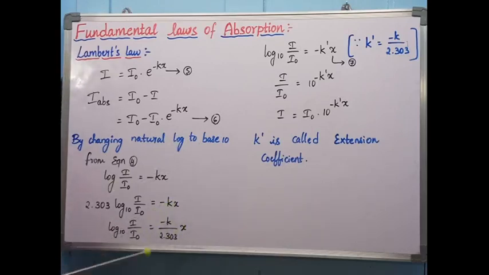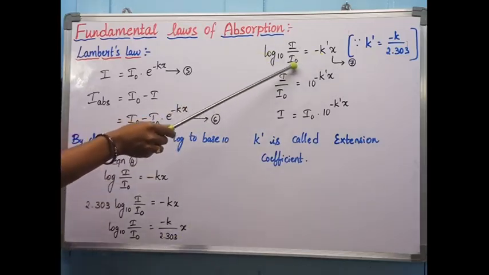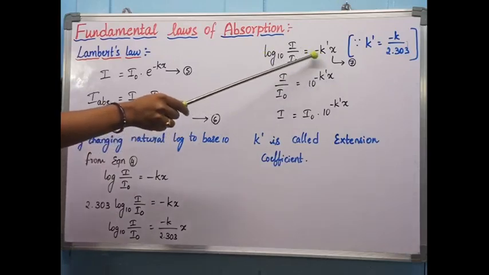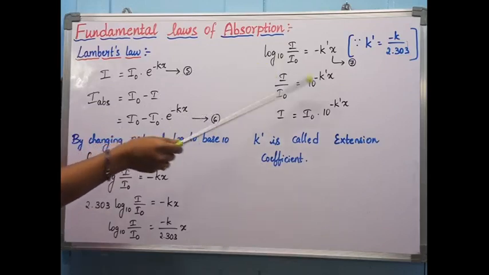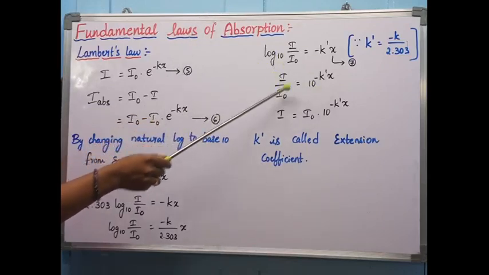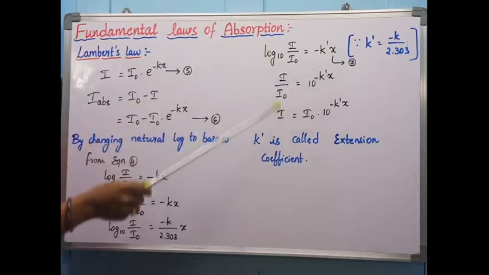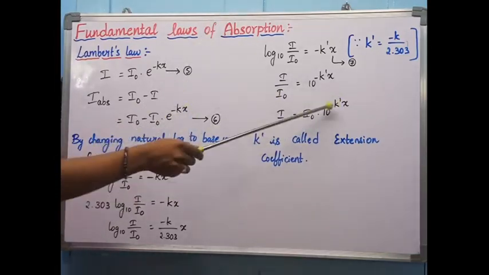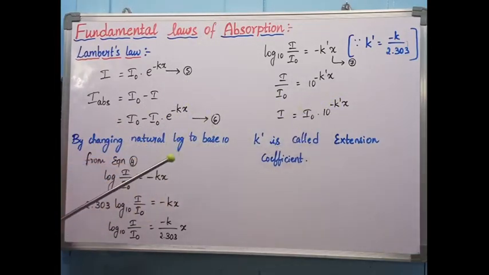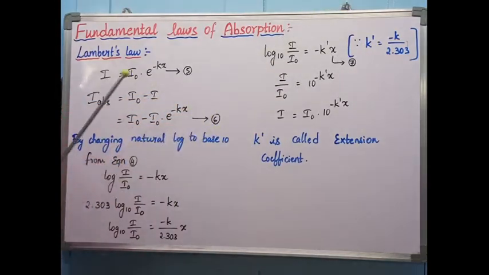Now this k by 2.303 is considered as k dash. So log 10 I by I naught is equal to minus k dash x. Now this log 10 comes this side, so then I by I naught is equal to 10 power minus k dash x. If I bring this I naught to this side again, I is equal to I naught into 10 to the power of minus k dash x. So here k dash is called as extinction coefficient. The relation between k dash and k is k dash is equal to k by 2.303.